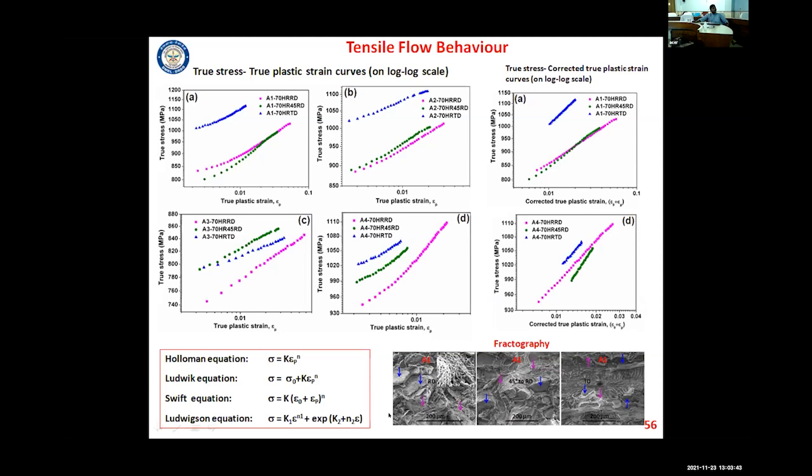Also, the fracture surface of the tensile test samples exhibits flat features and ductile dimples, and the fraction of ductile dimples decreases from RD to TD.